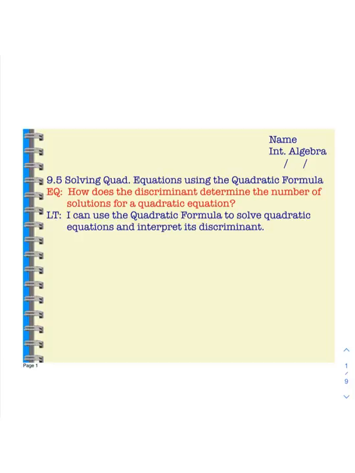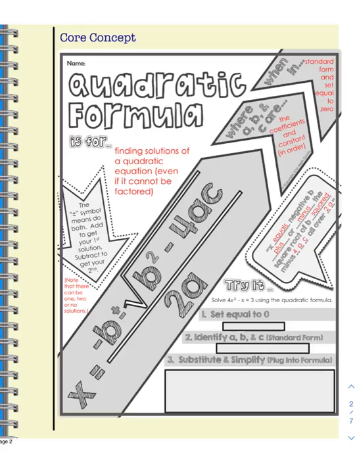Hello students, today's notes are going to be on section 9.5, which are on solving quadratic equations using the quadratic formula. Now first off, what is the quadratic formula? The quadratic formula, written right here, is x equals negative b plus or minus the square root of b squared minus 4ac all over 2a. I want you to take a second and make sure that you have that full formula in your notebook.